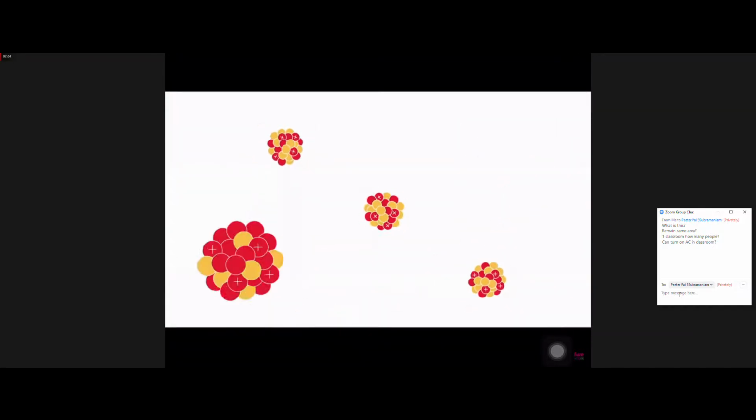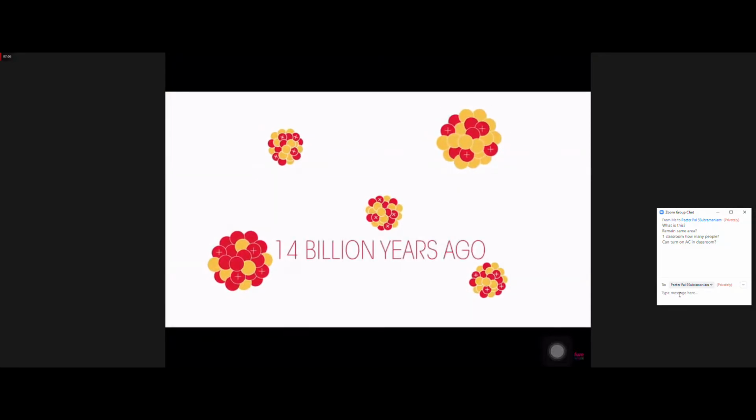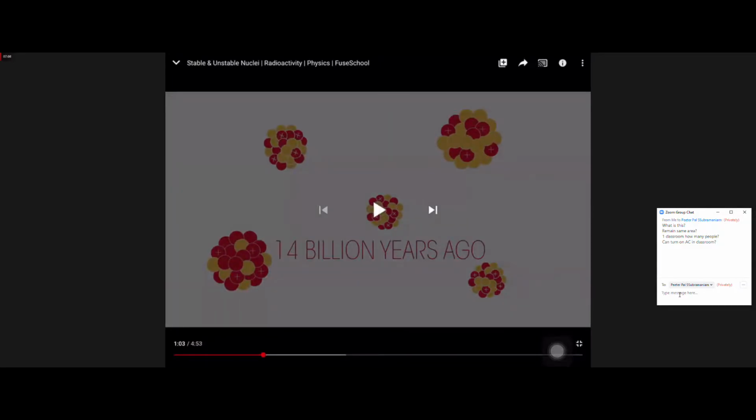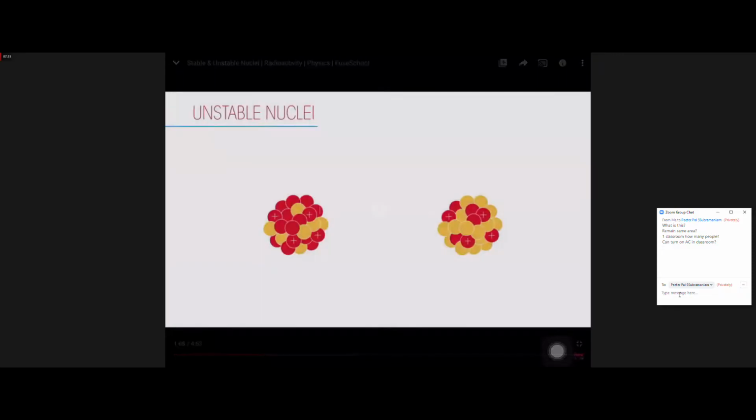Most of the nuclei formed during the Big Bang nearly 14 billion years ago are still in existence today. So what is the age of the atoms in your body, guys? Satish? 14 billion years ago. But not all nuclei are stable.